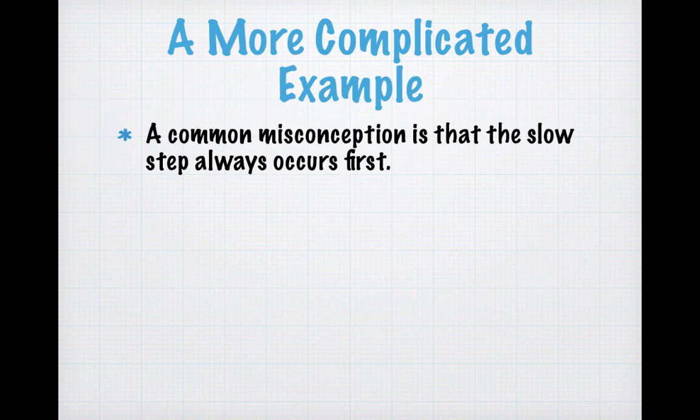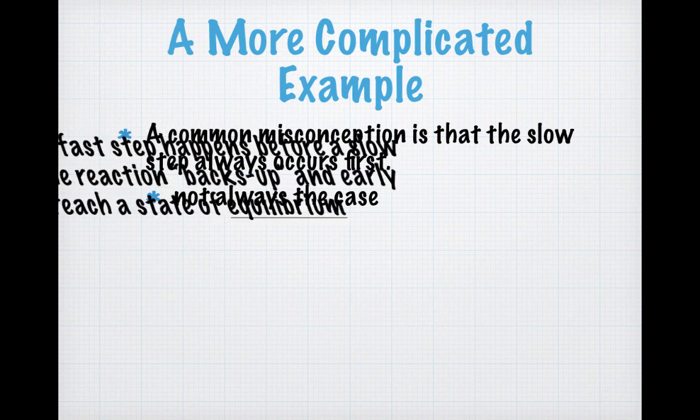Let's try a little bit more complicated example. It's easy when you're writing reaction mechanisms to write that slow step first, because very often you know the experimental rate law, and you just generate your first step from that rate law. But that doesn't always happen. The slow step does not always occur first.